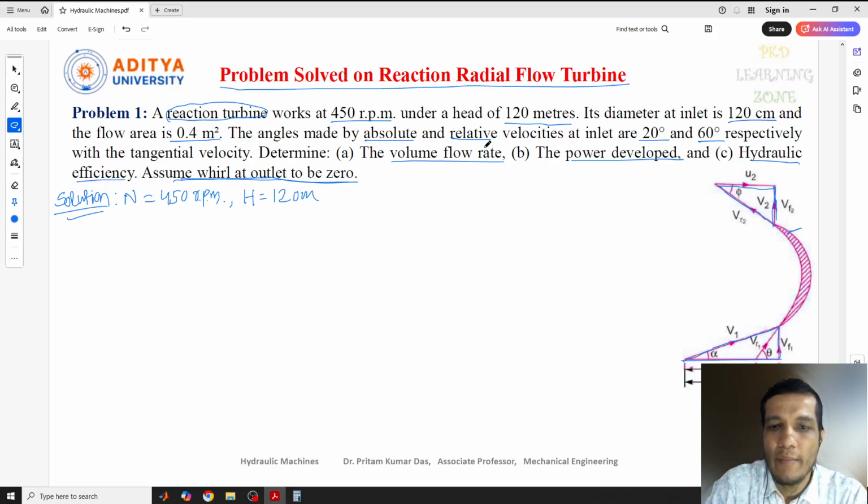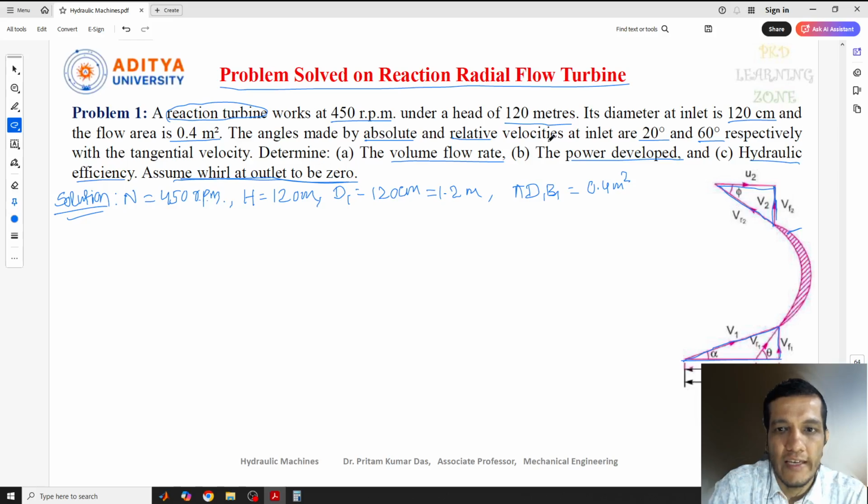Now next one is the diameter at the inlet condition. I'll take this as diameter D1. D1 is given 120 centimeter, so we can write in terms of meter, that is 1.2 meter. What will be the flow area? Flow area is already given. We know that flow area is pi D1 B1, which is equal to 0.4 meter square. This one I have told you in the last video lecture, how we consider the area. Now the next one is the angle made by the absolute velocity at inlet condition.